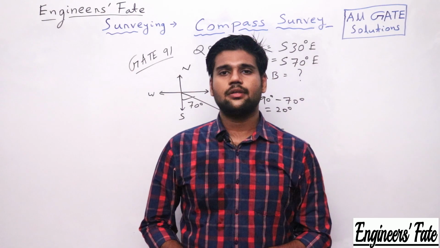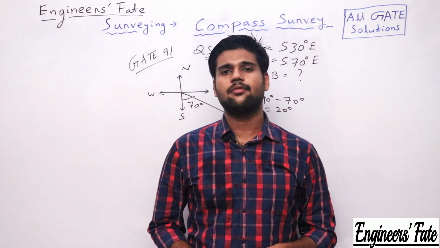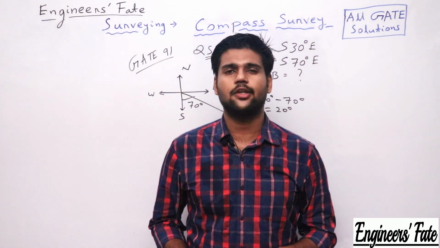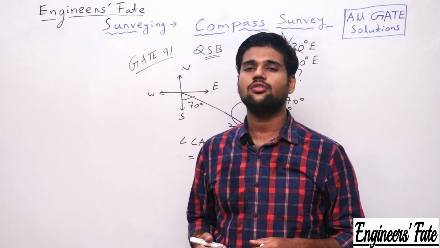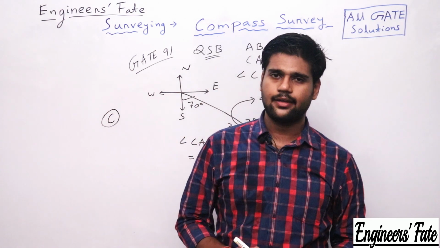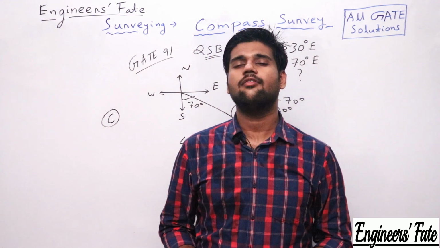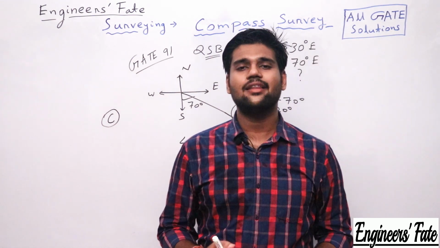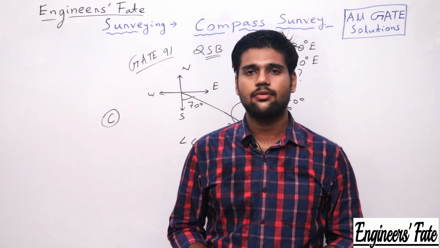For the next question, we know that in the quadrilateral system of bearing, the angle varies from 0 degree to 90 degree. So the answer will be C, 0 degree to 90 degree. We'll solve 2 more questions. So try the question, then we'll solve.